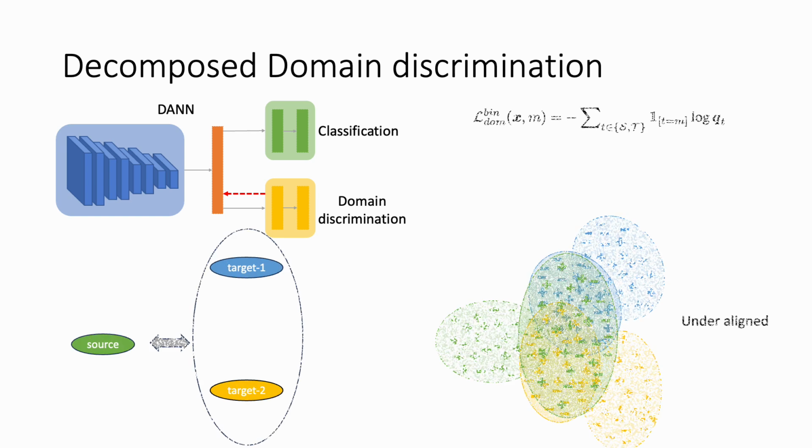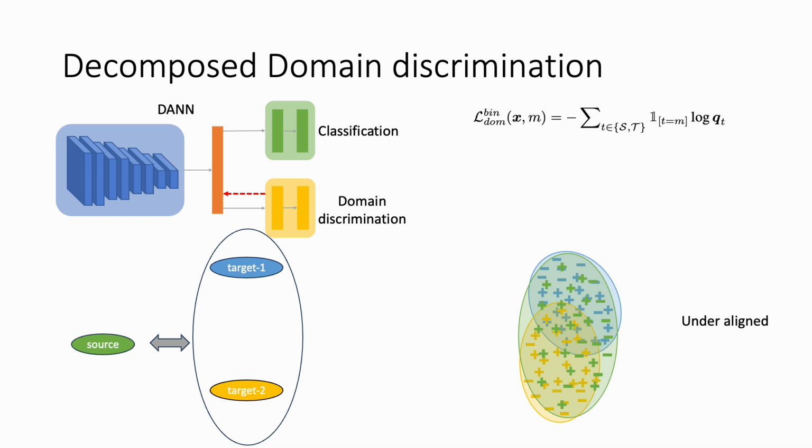In the first case, we can treat all target domains as a union target domain and discriminate between the source and the union target domains. We call this binary domain discrimination. However, since target domains are not explicitly aligned, binary domain discrimination can lead to under-alignment.